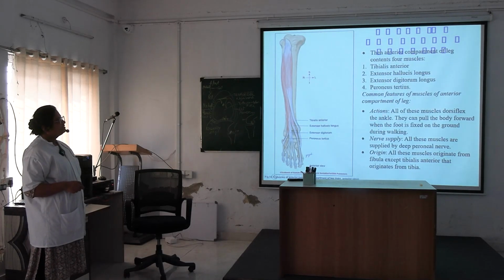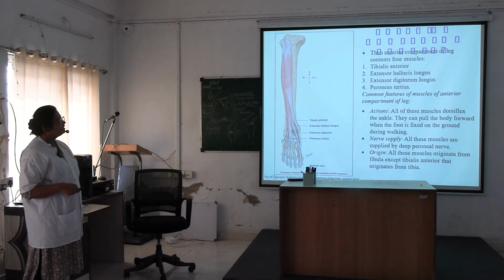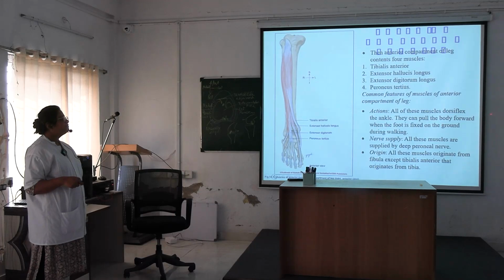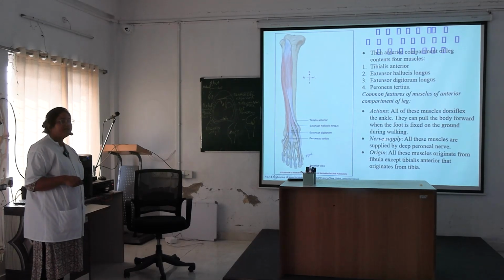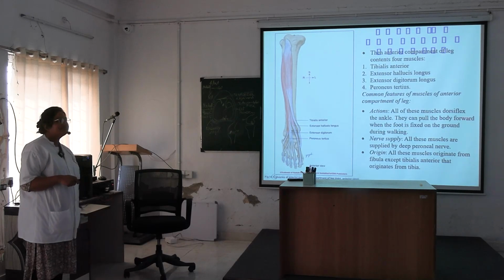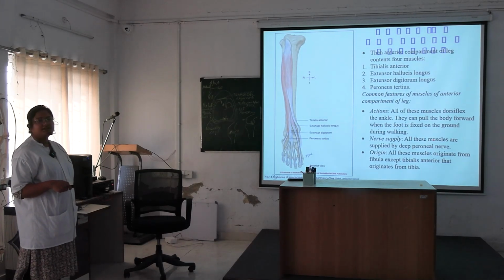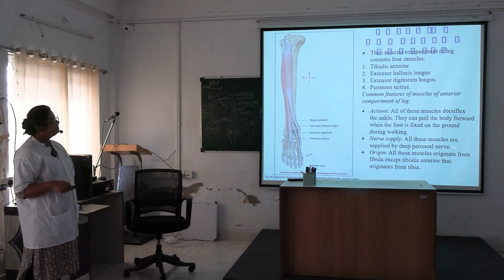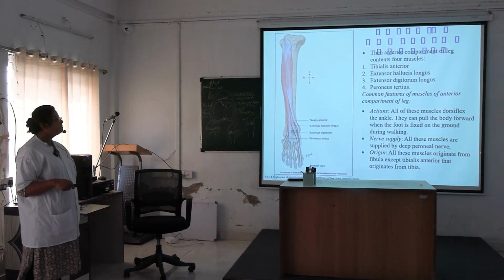Common features of the muscles of the anterior compartment: action, all these muscles are dorsiflexors of the ankle joint. They can pull the body forward when the foot is fixed on the ground during walking. What is the nerve supply? All these muscles are supplied by the deep peroneal nerve. And origin, all these muscles originate from the fibula except tibialis anterior, which originates from the tibia.